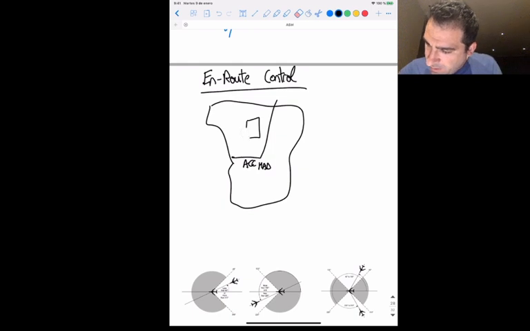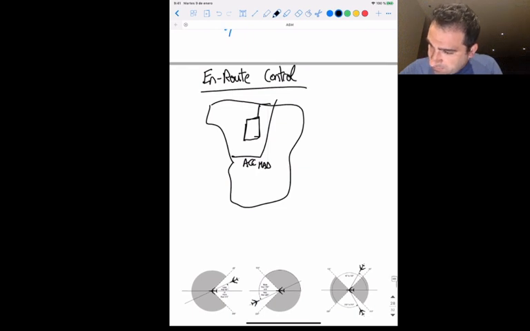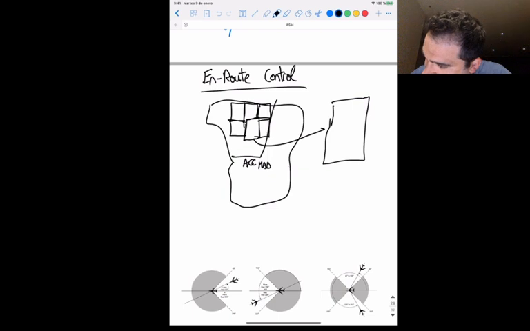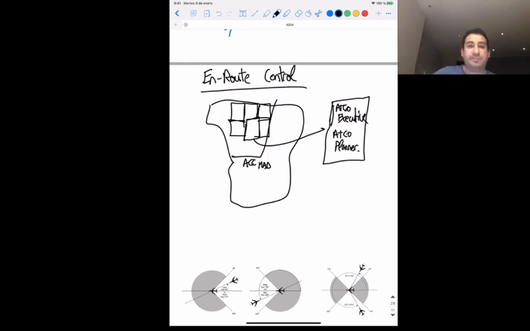Okay, each of these sectors, we are not going to go into the detail of the name and even the perimeter or the coordinates. If we zoom on one of these, we have here two controllers working. One is the so-called executive, and the other one is the planner.